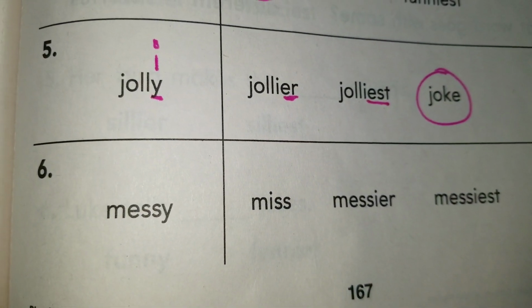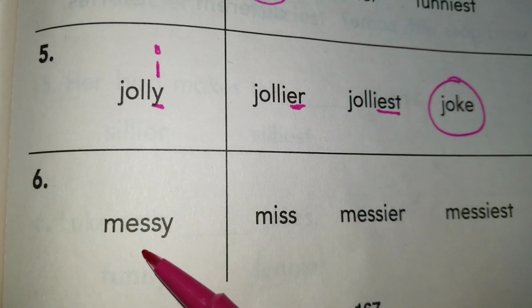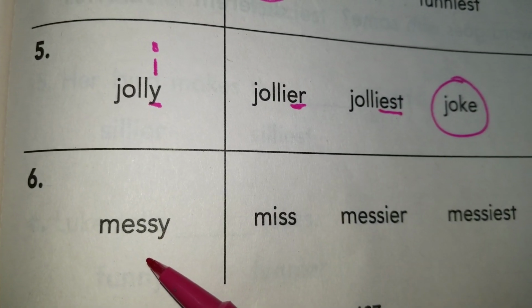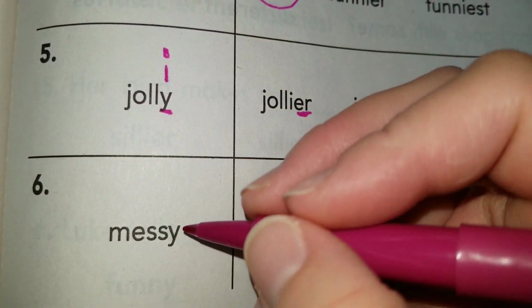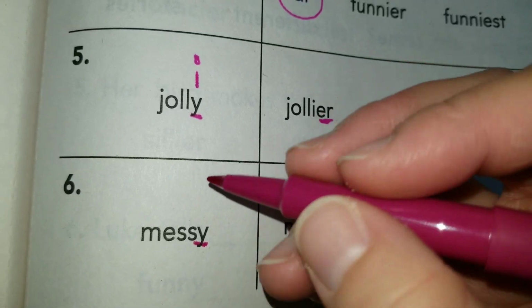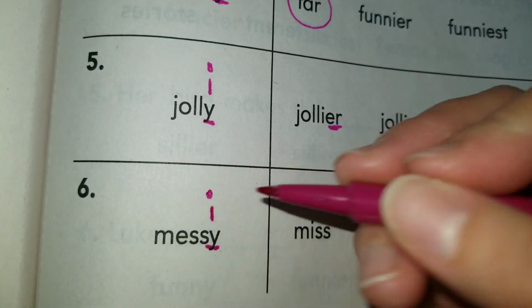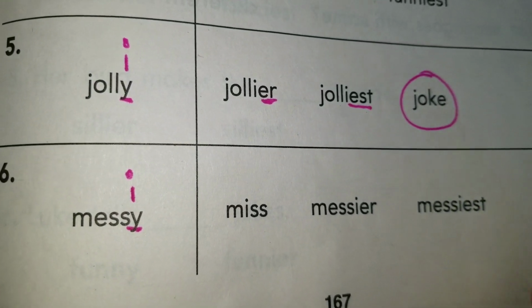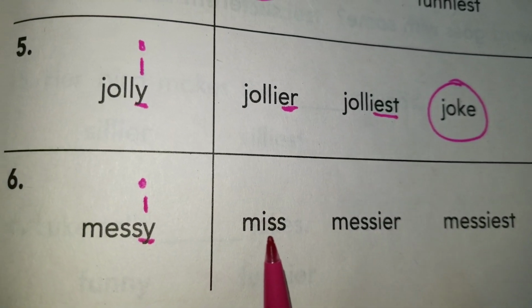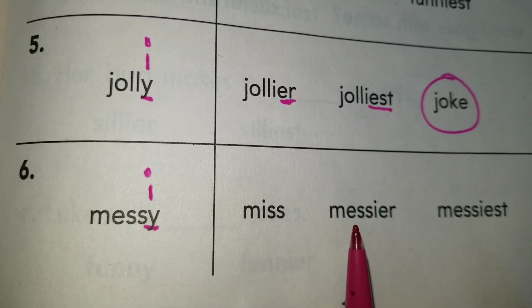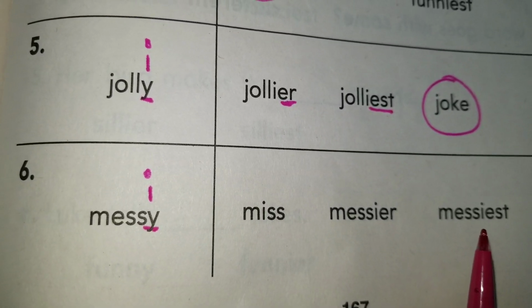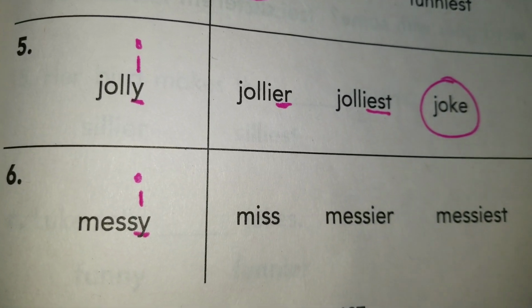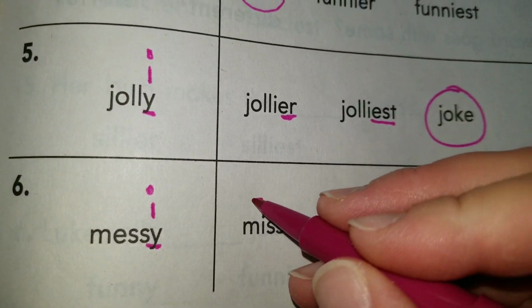Number 6, we have messy. Messy. We have the Y at the end. We're going to replace it with I. And now we can add, let's find out first which word doesn't belong. We have miss, messier, or messiest. So miss doesn't belong here.